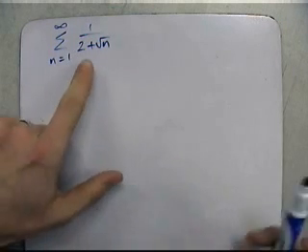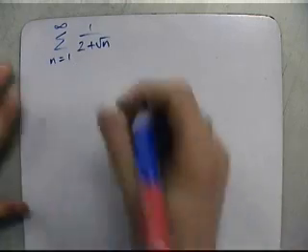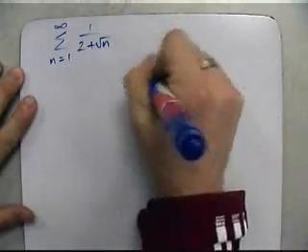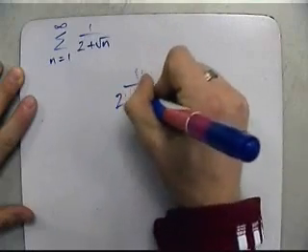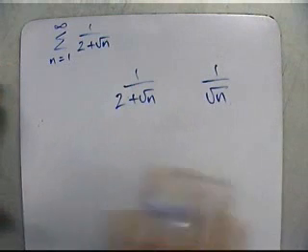So for the comparison test for this one, you probably pick one that you think is close to that, right? So what would you guys probably pick? 1 over square root of n would be a good idea, right? So we have 1 over 2 plus the square root of n. And I'm probably going to try to compare this to 1 over the square root of n. And I just want to see which one's bigger.